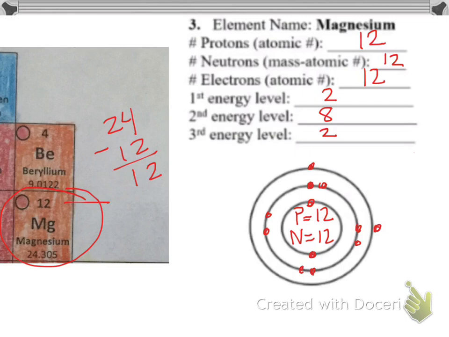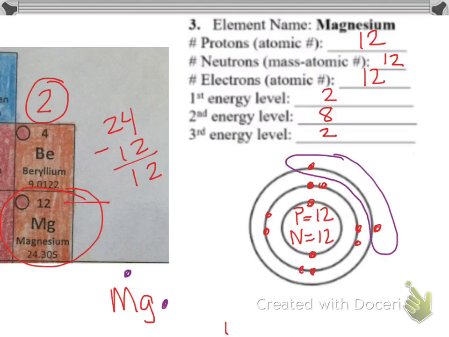To do your dot diagram, you write the symbol, and then look at the column and see that this is group number 2. So that means there are 2 valence electrons, which means you put the 2 purple dots there. Done and done. Or you could look at your Bohr's model and get them off the last ring there.